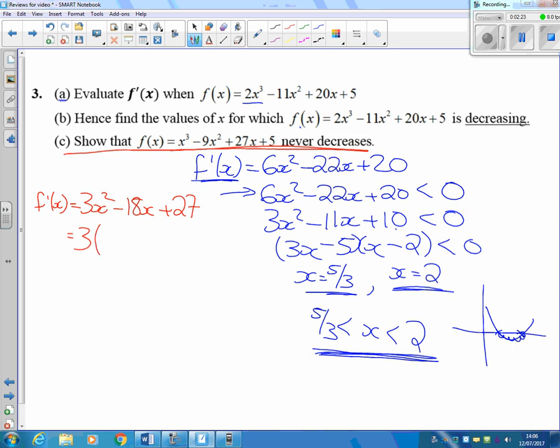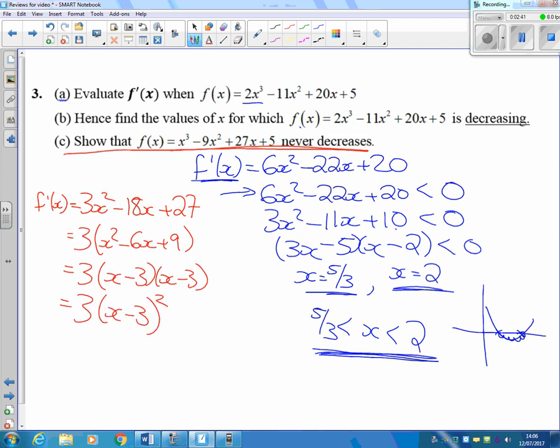Let's take that factor of 3 out of it. And let's try and factorize that. That's x minus 3 times by... Hey, there we go. So if you use the calculator to do this, you'd never have spotted that this part here is x minus 3 all squared.